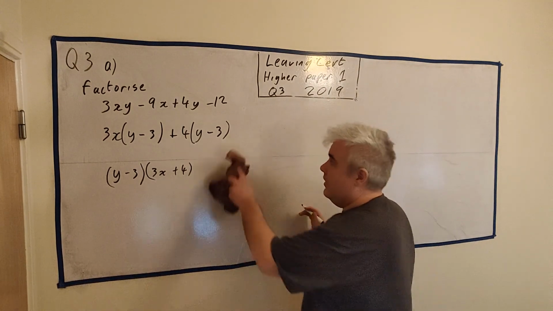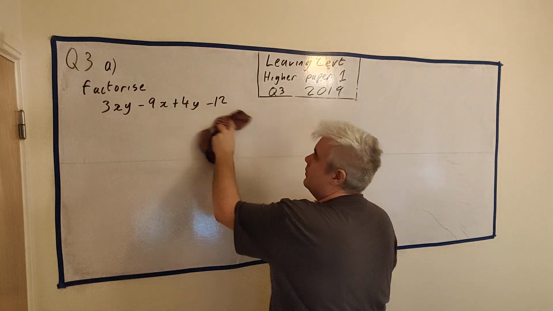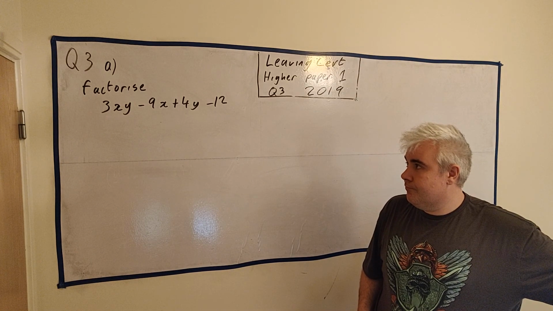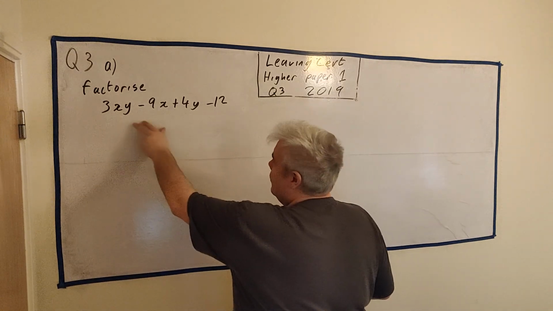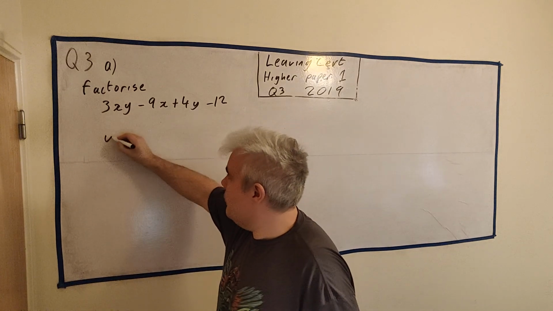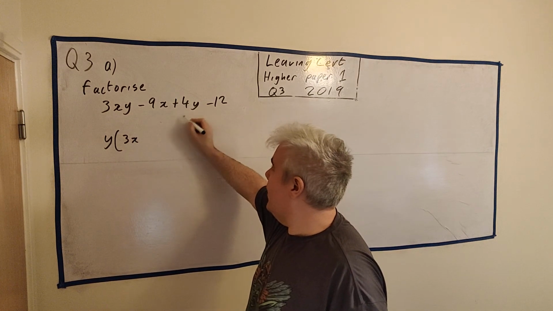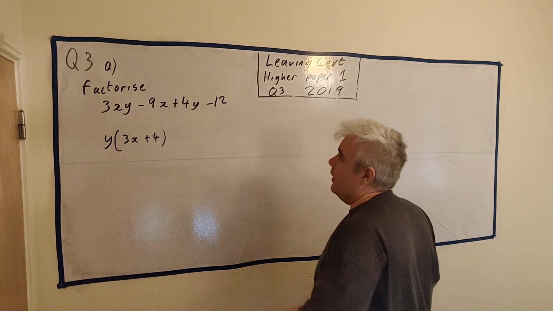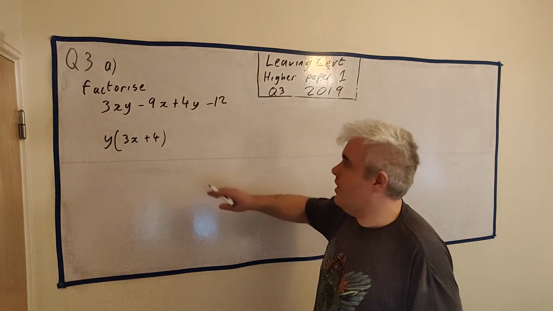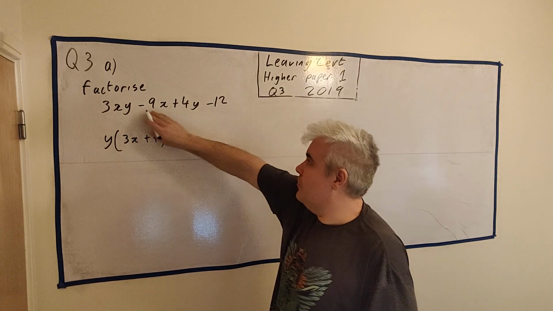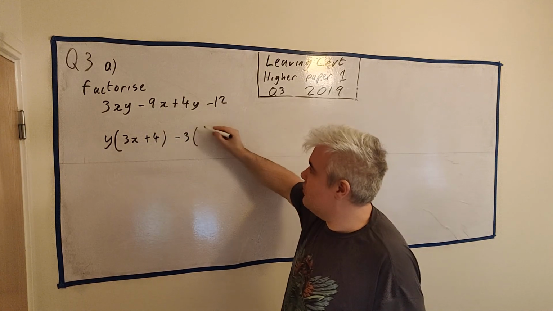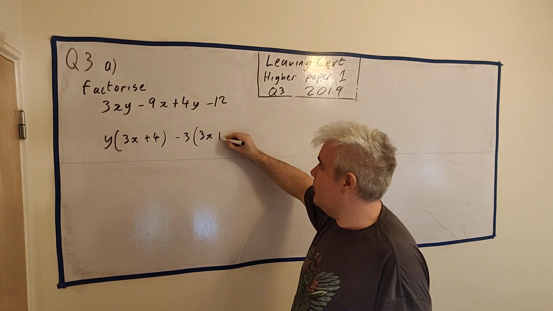Let me rub this out and just do it a slightly different way. Let's pick two other terms. Let's go with this term and this term, and let's see what we can get out of that. Y comes out of both of them. So how about we get y here, 3x and plus 4. And how about the two terms that are left, this one and this one? We can take minus 3 out of both of them. So there's a minus 3 in this and there's a minus 3 in this. So minus 3 out of this would leave 3x. Minus 3 out of this would leave plus 4.